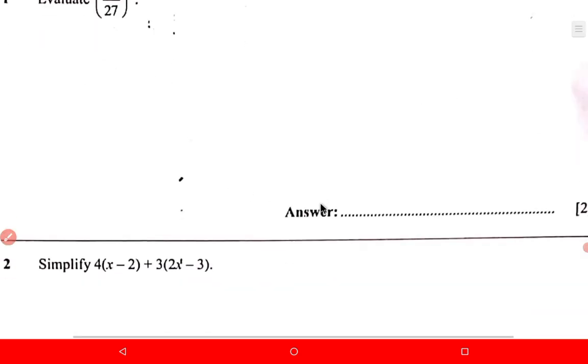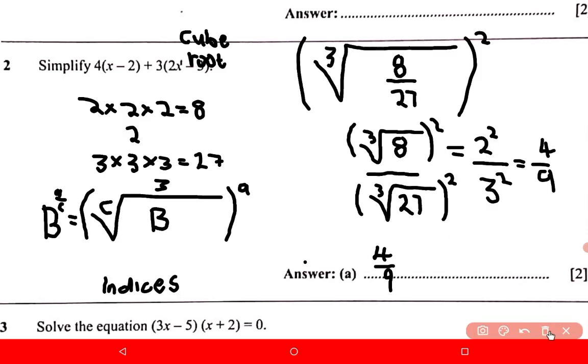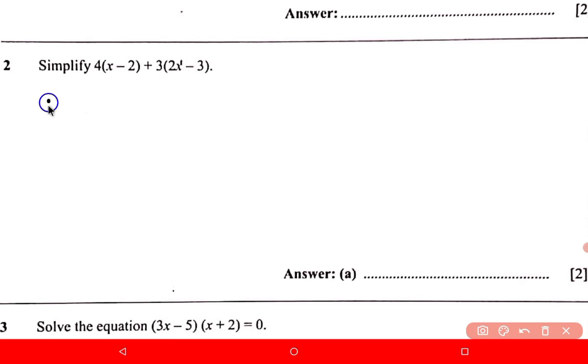So the next question was saying simplify this. Okay, we have to simplify. We have 4 in brackets x minus 2 plus we have 3 in brackets 2x minus 3.